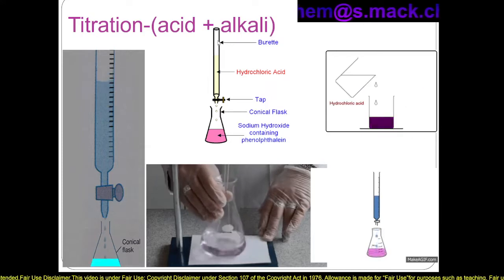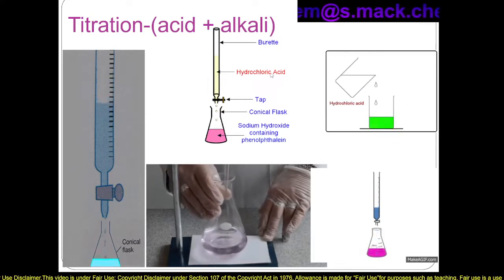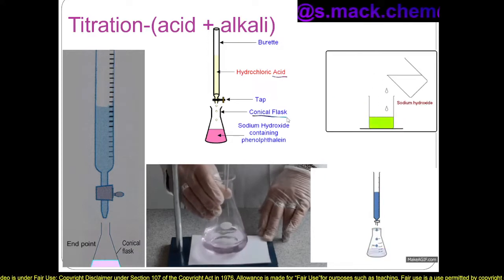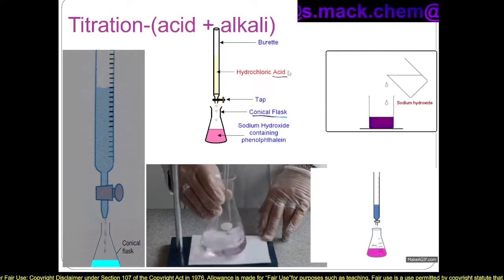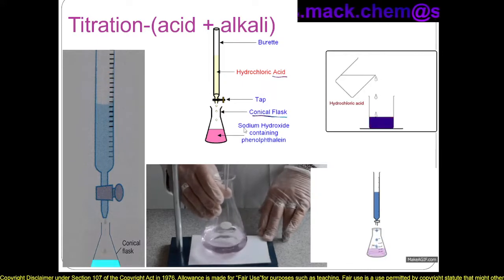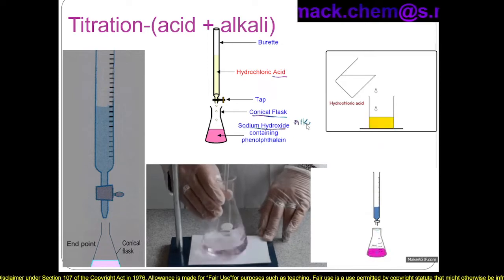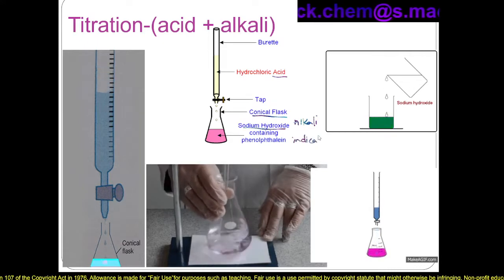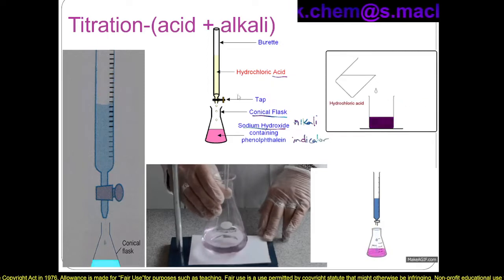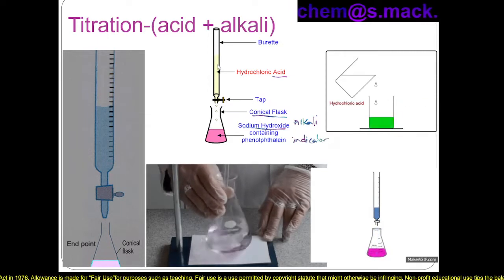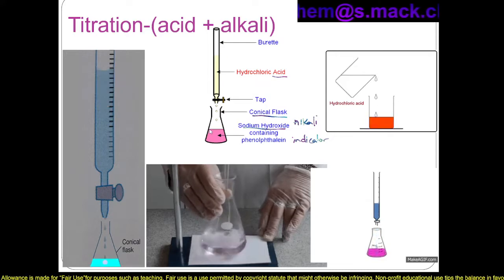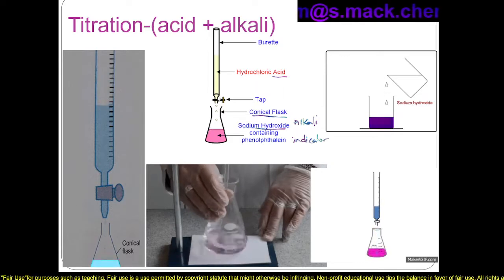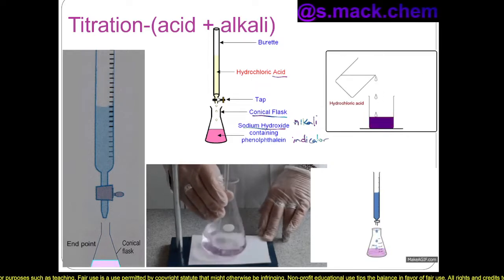In the burette, which is this piece of apparatus here, the acid is added, and into the conical flask, which is placed below the burette with the acid, we have added the alkali. Into that alkali, we add our indicator. We would then open the tap and allow the acid to enter into the conical flask, and in a titration we would allow this until the indicator changes color.